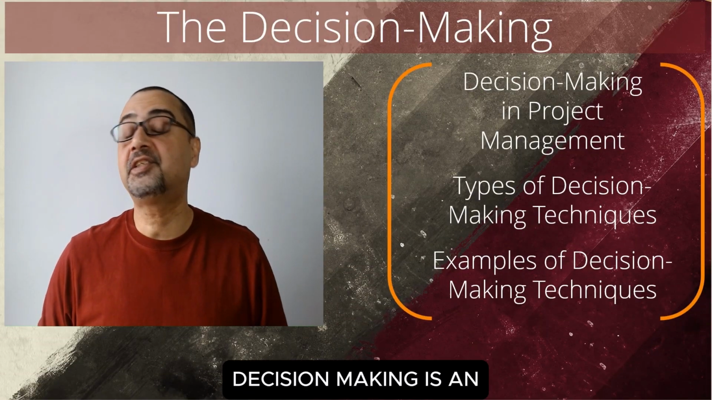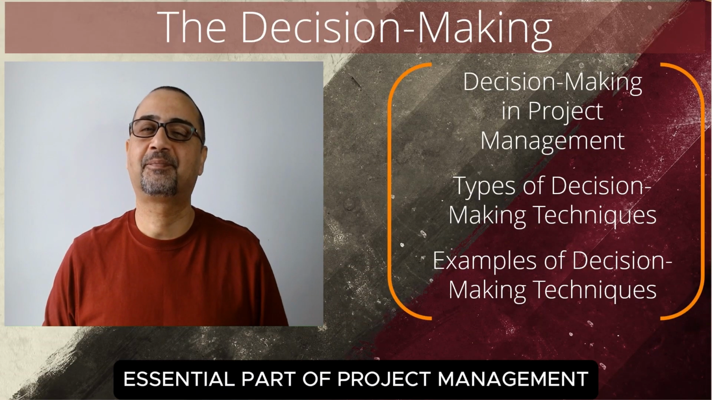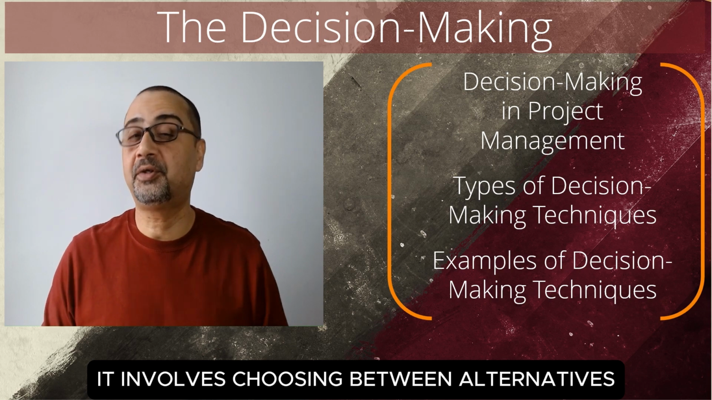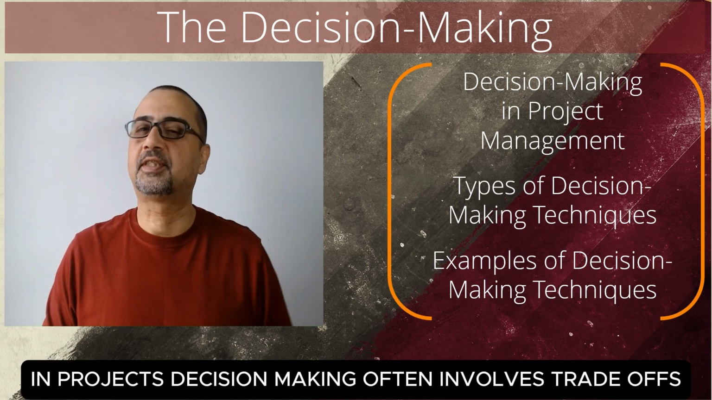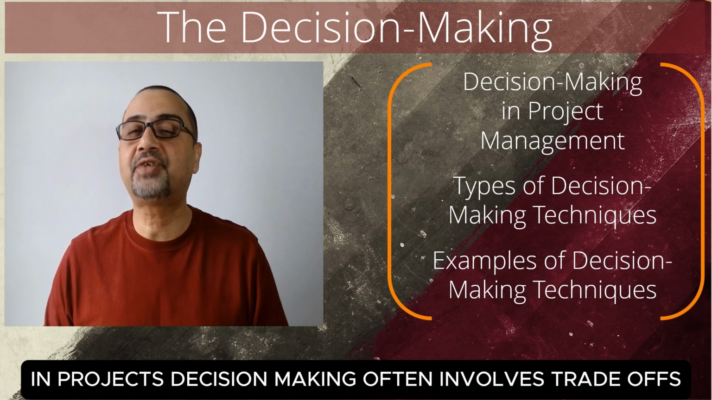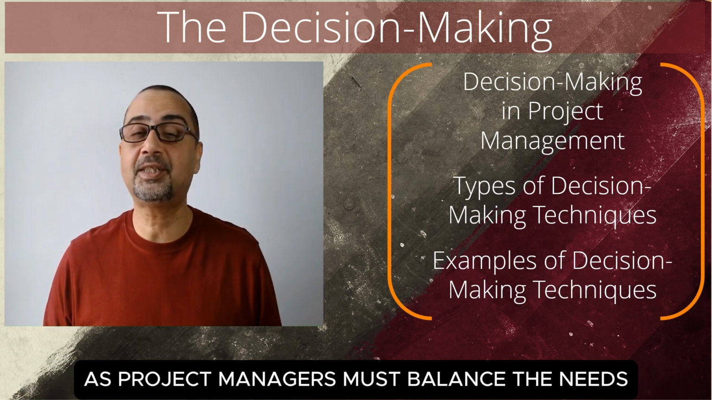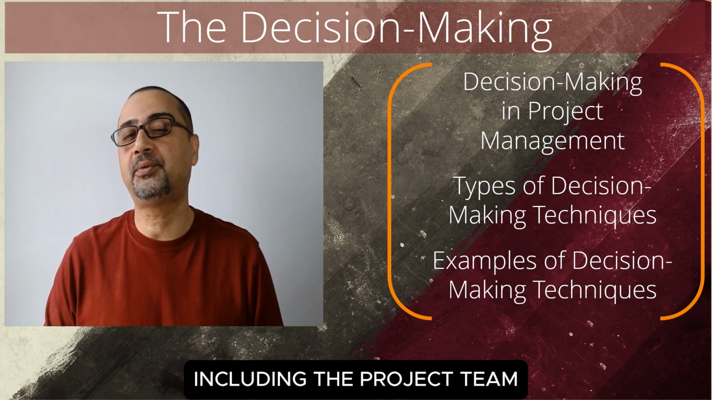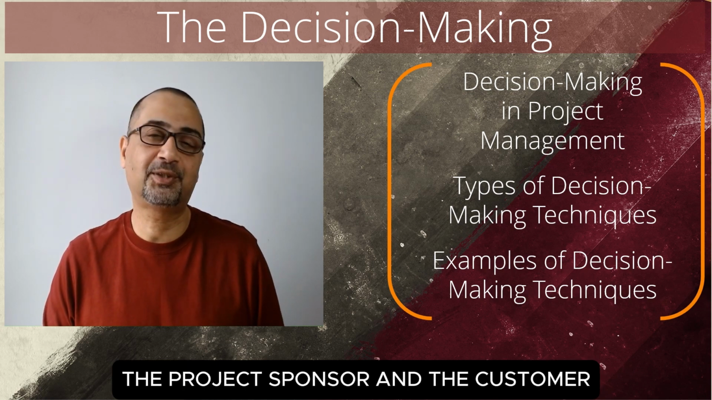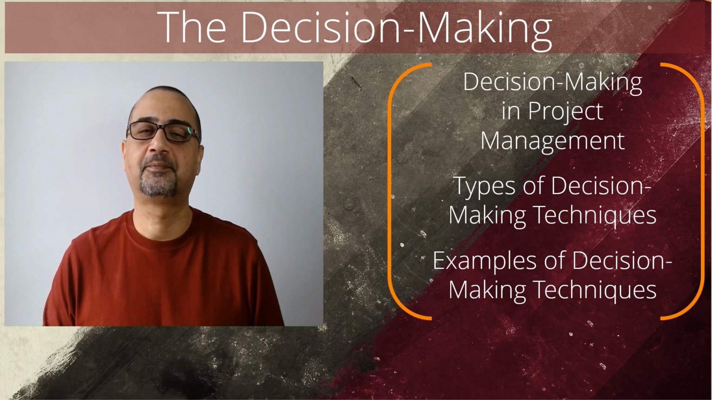Decision making is an essential part of project management. It involves choosing between alternatives and determining a course of action. In projects, decision making often involves trade-offs as project managers must balance the needs and priorities of various stakeholders, including the project team, the project sponsor, and the customer.